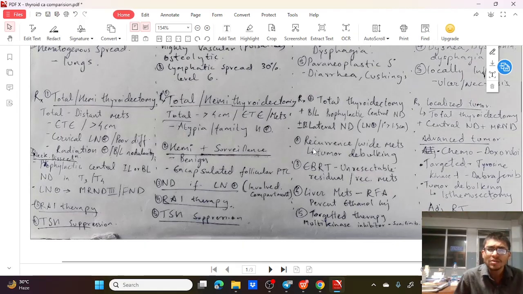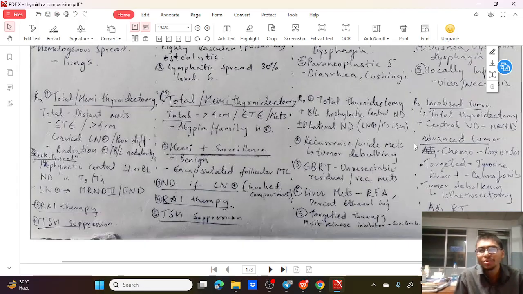In case of recurrence or widespread metastasis, we again have the role of debulking so that there are no pressure symptoms or invasive symptoms. In case of unresectable or recurrent mets, we may use radiotherapy in the form of external beam radiotherapy, EBRT. For liver metastasis, we use radiofrequency ablation or percutaneous ethanol injections, and targeted therapy, that is multikinase inhibitors and sunitinib.